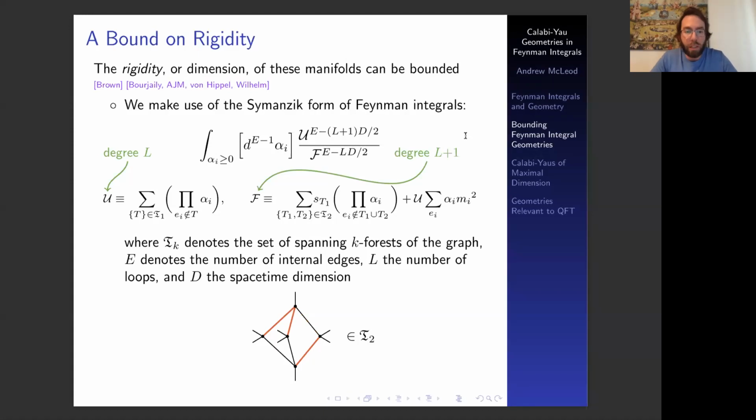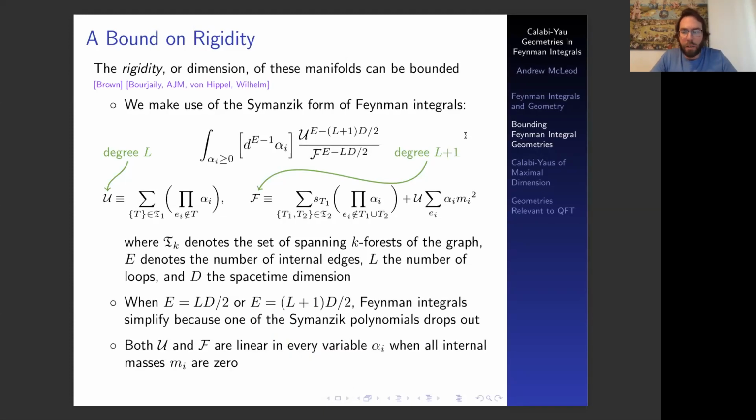And similarly, the F polynomial you can think of as a sum over spanning two forests, meaning we just have two trees that span all the vertices in our graph. And here we also have kinematics decorating these polynomials. So S sub T1 indicates the Mandelstam variable that's associated with the energy flowing into either of these two trees in the example at the bottom. And then here we also have additional contributions when the internal masses of the integrals we're looking at are non-zero.